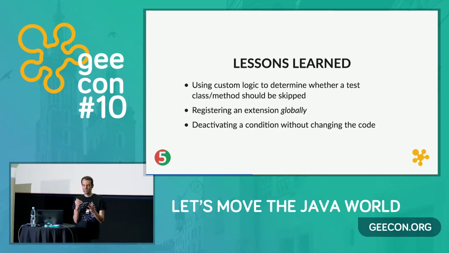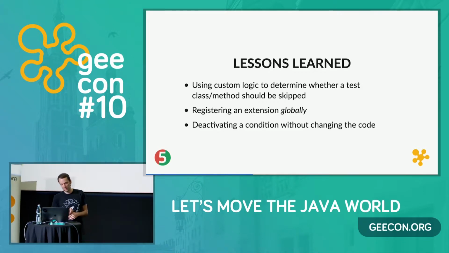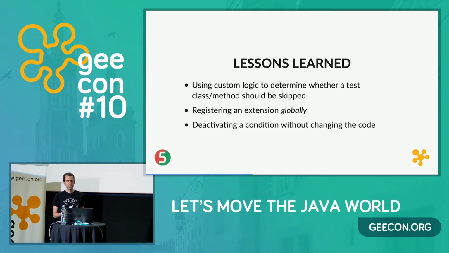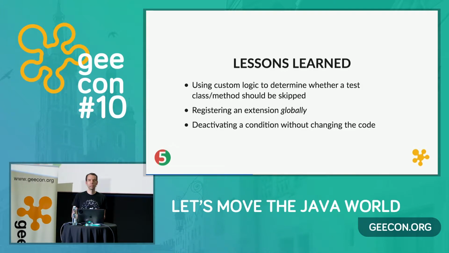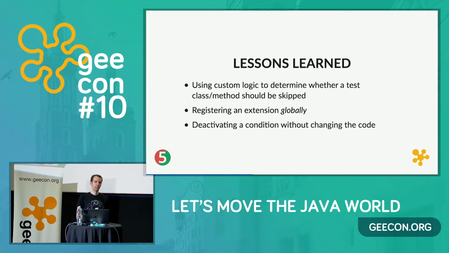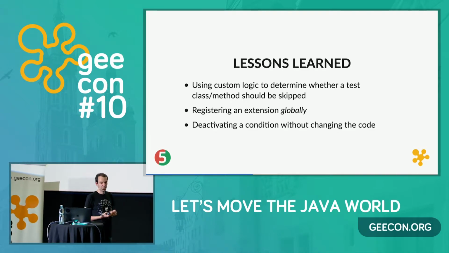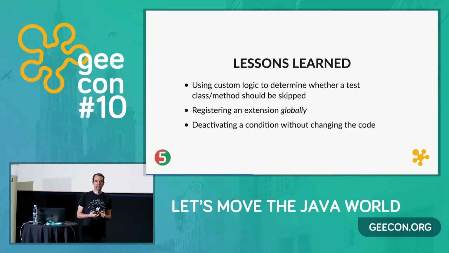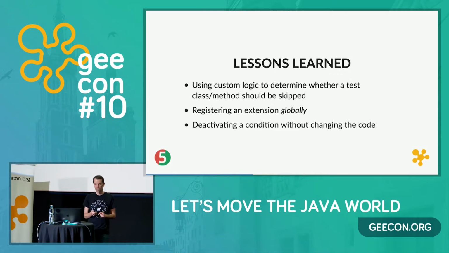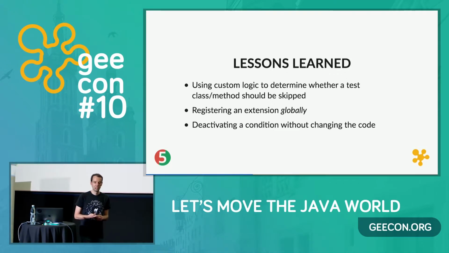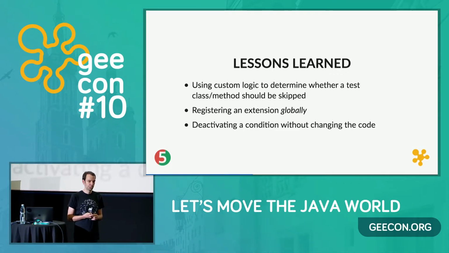Yeah, so that's the first example I wanted to show you today: how can you use custom logic to determine whether a test class or method should be skipped, and how to register those extensions globally without actually changing code, and you can also deactivate a condition without changing the code using a configuration parameter in this properties file.